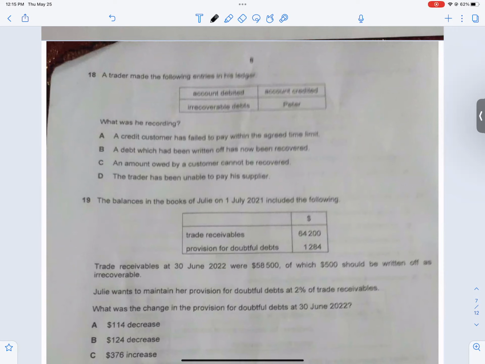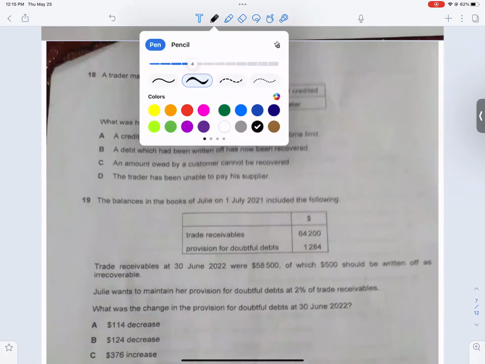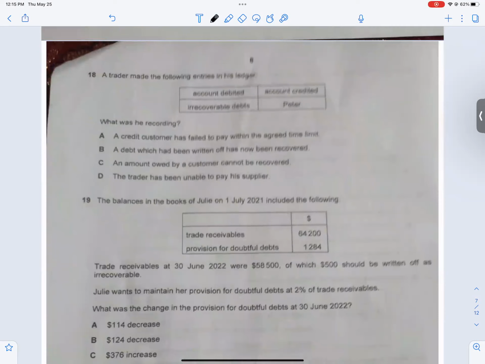The trader makes the following entries in his ledger. Account debited, irrecoverable debts. Account credited, Peter. What is he recording? A: A credit customer has failed to pay within the agreed time limit. B: A bad debt which has been written off and now been recovered. C: An amount owed by a customer cannot be recovered. D: The trader has been unable to pay his supplier. The answer is B.